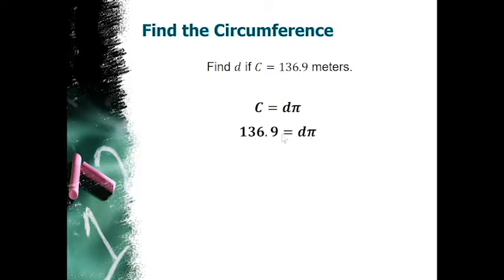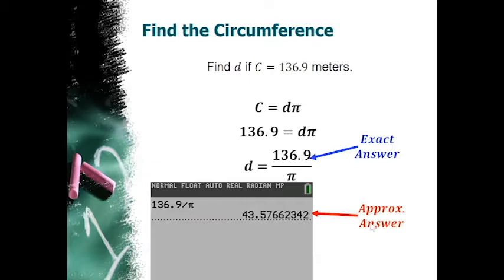So to solve this equation for diameter, we would have to divide both sides by pi. Dividing this side by pi would cancel out your pi's. And then over on this side, you'd have 136.9 divided by pi. That's as exact of an answer as you're going to get in this problem. We would type it into our calculator to get our approximate answer here. Our approximate answer to the nearest hundredth would be 43.58. The 6 would round that up to an 8. Then you drop everything behind, making it an approximate answer.